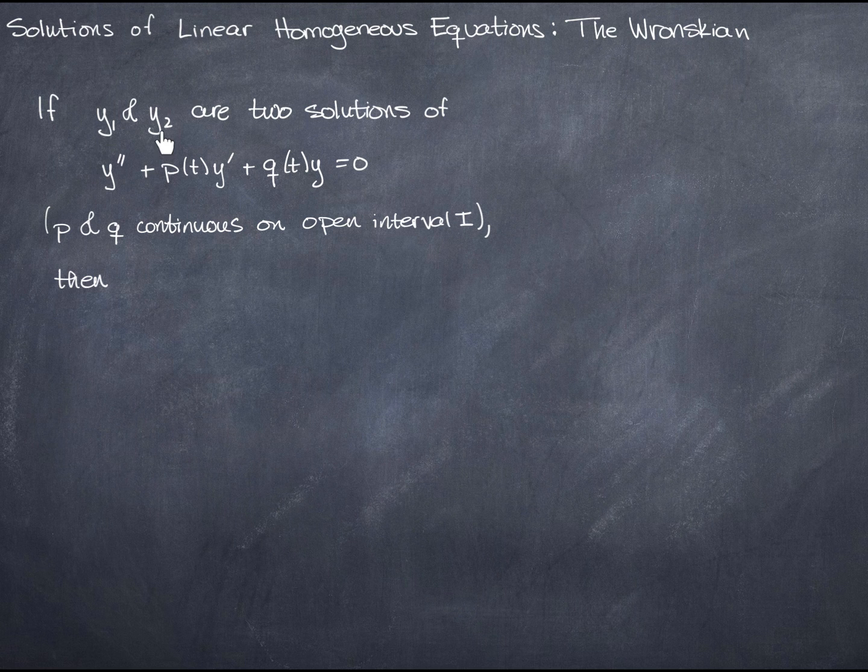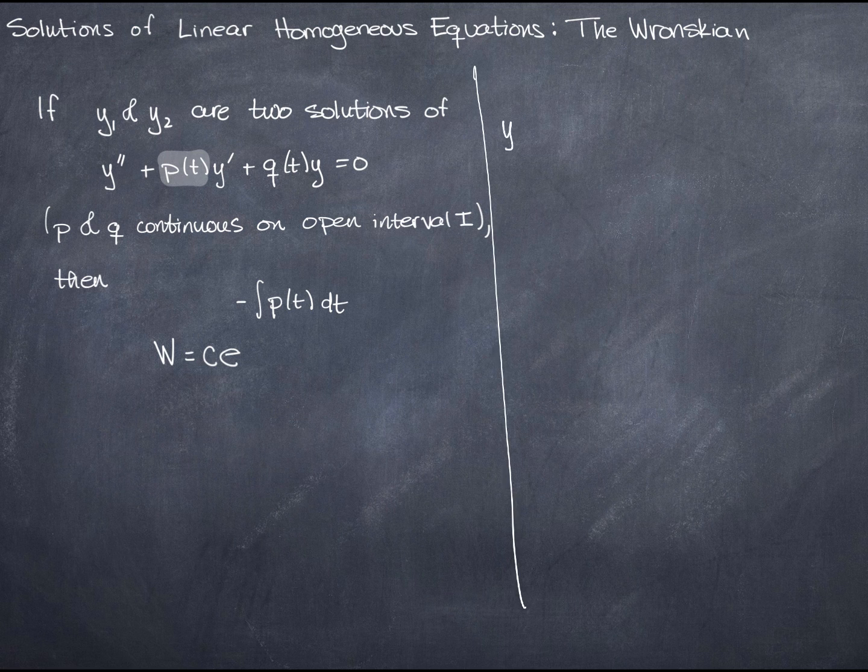If we have two solutions to a differential equation that looks like this, P and Q have to be continuous on some open interval I. If those conditions are met, then the Wronskian can be computed by taking C times e to the power of negative the integral of the function P of t dt. That's pretty powerful. So really, all I need is this function right here.